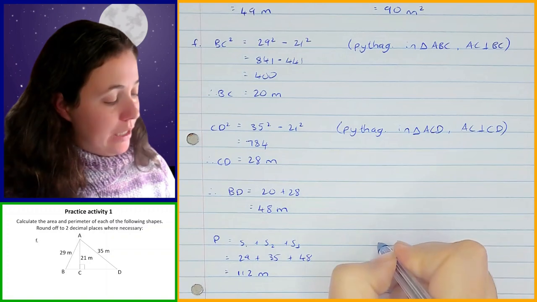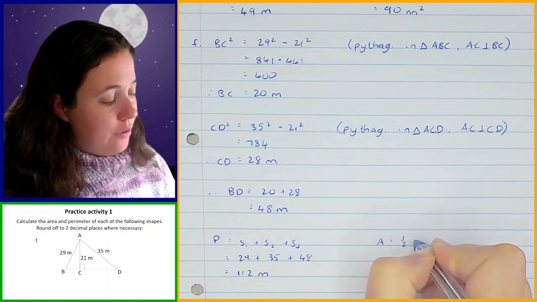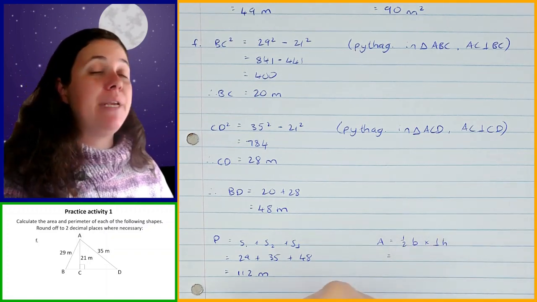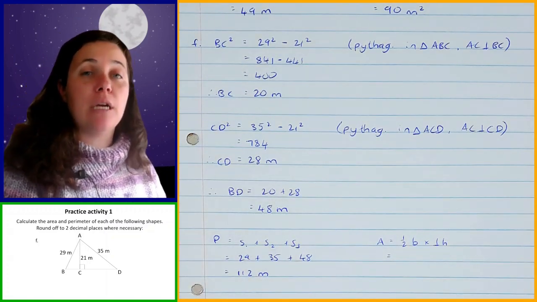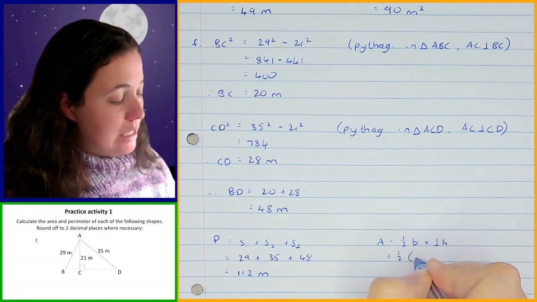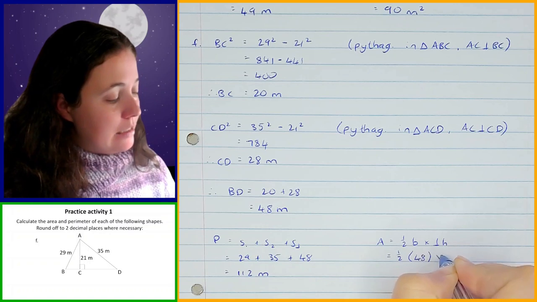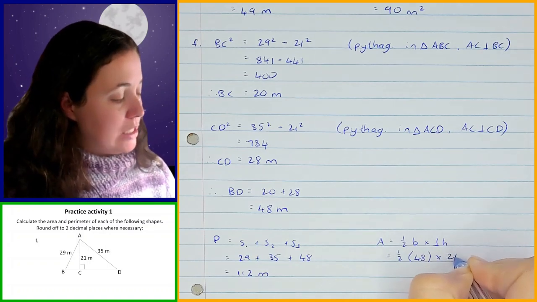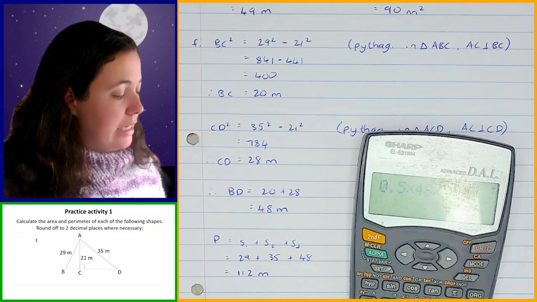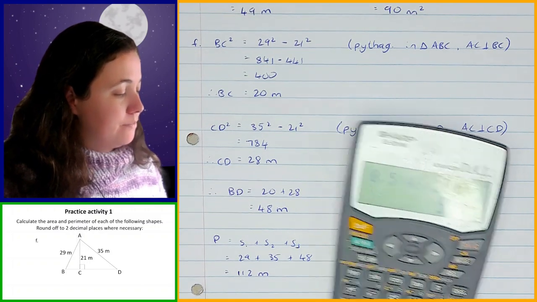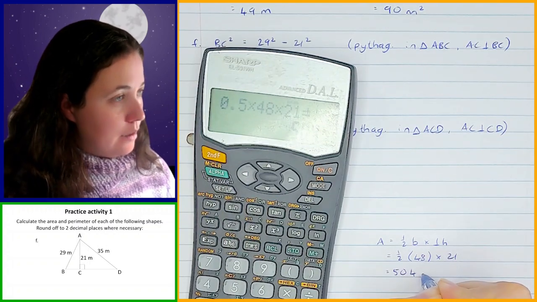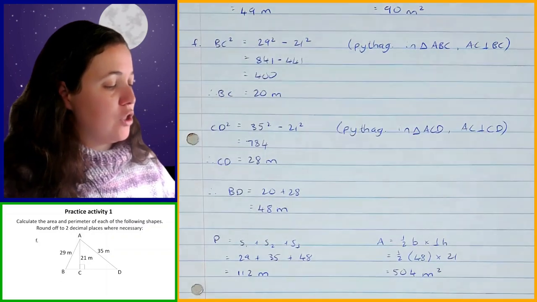Then the area, half base times perpendicular height. The base is going to be BD because it is perpendicular to the height AC. So it's half times BD, which we worked out was 48, times the perpendicular height of 21. Half is 0.5 times 48 times 21, and that gives us 504 meters squared. So that's what we should have got for question F.